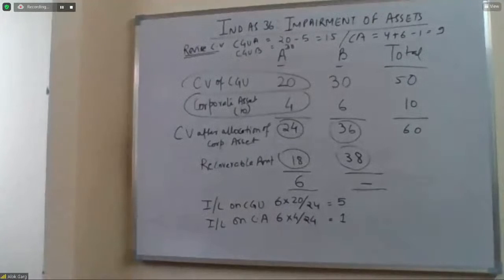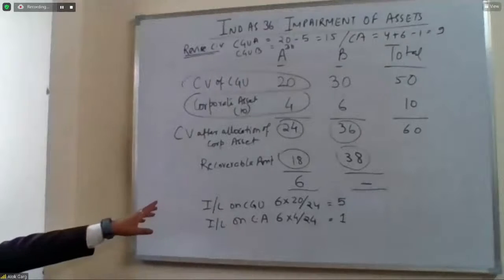So in this case, it has been allocated in the ratio of 20:4. The revised carrying value of the corporate asset in CGU A is 3 million and the revised carrying value of other asset is 15 million. This 15 plus 3 becomes 18 million. So Ambika, yes, you can do 24 minus 6 is equal to 18.